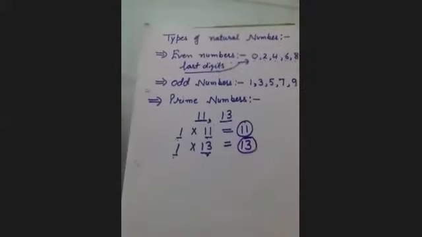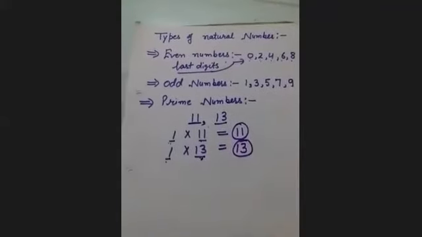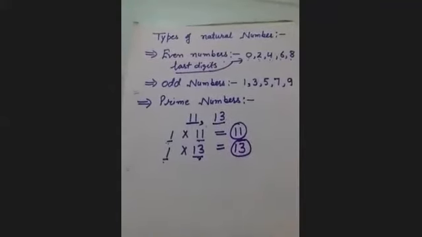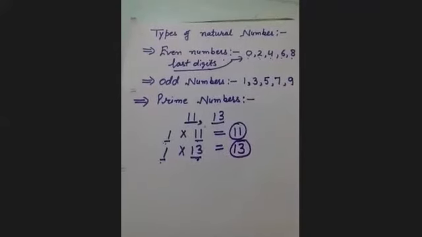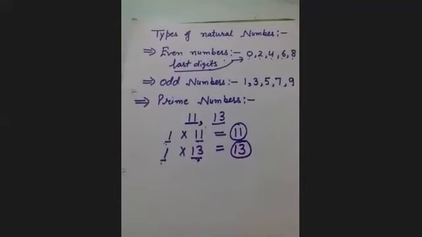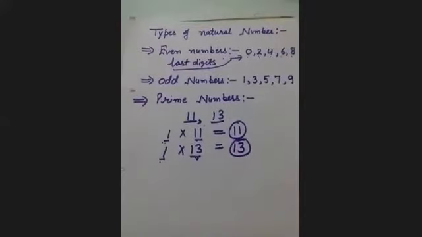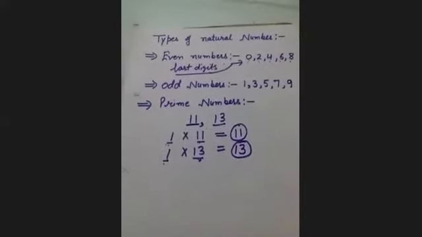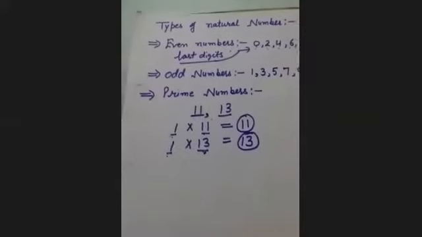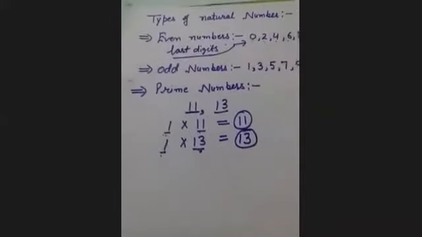Clear, students? So what are prime numbers? A natural number which is greater than 1 and has only two factors. First factor is 1 and second factor is the number itself. Then these numbers are known as prime numbers.